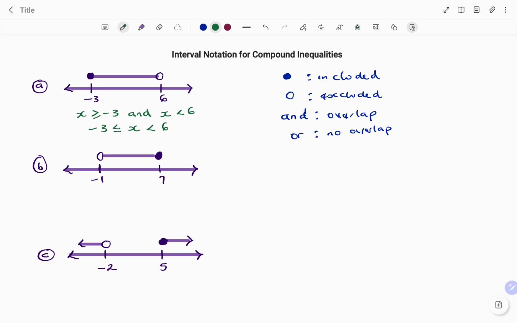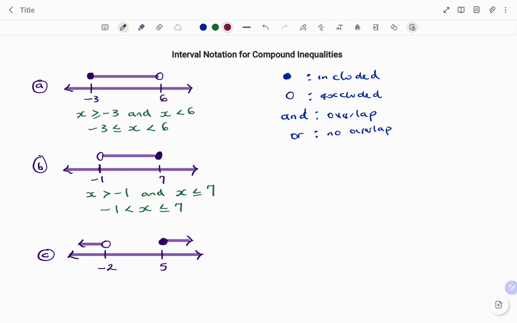If you look at the second example, on -1, we have the open circle, so what that means is x is greater than -1. It's also a closed segment, so using the AND statement, for 7, it's a filled circle, so we have x is less than or equal to 7. To write that in interval notation, I can rewrite that as -1 is less than x, and at the same time, x is less than or equal to 7.